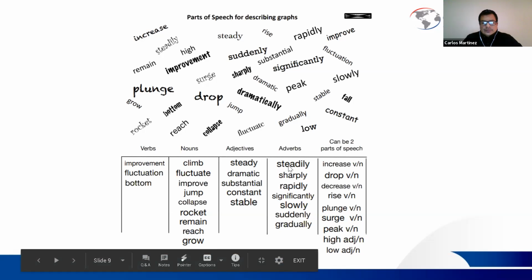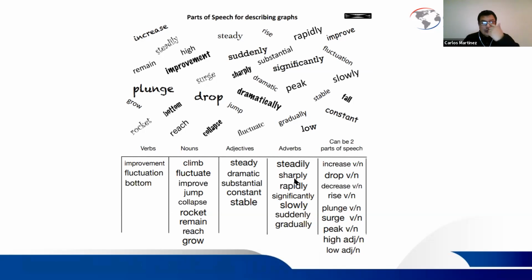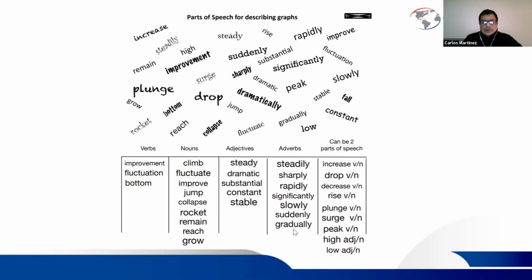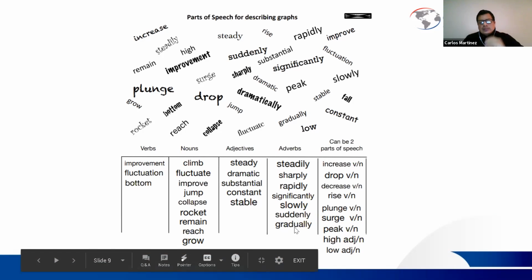And these are the adverbs. Steadily, sharply. Sharply is like quickly, same as rapidly. Significantly means important. Slowly, you know what it means. Slowly comes from slow. Suddenly means, for surprise, suddenly. Gradually means little by little, little by little.